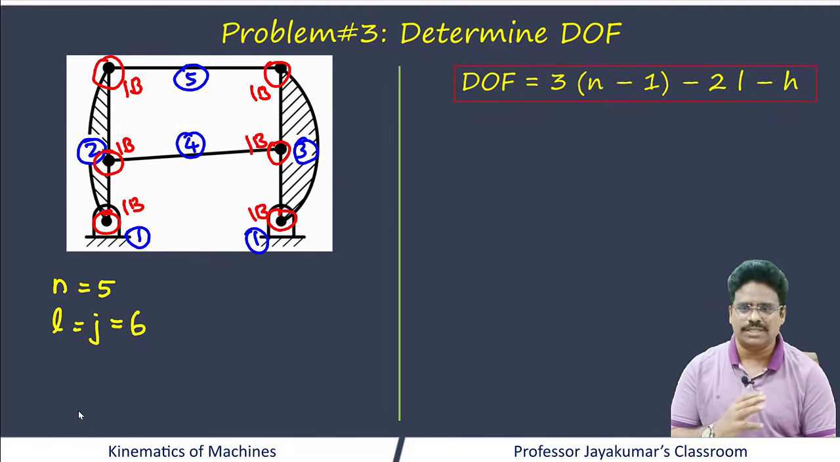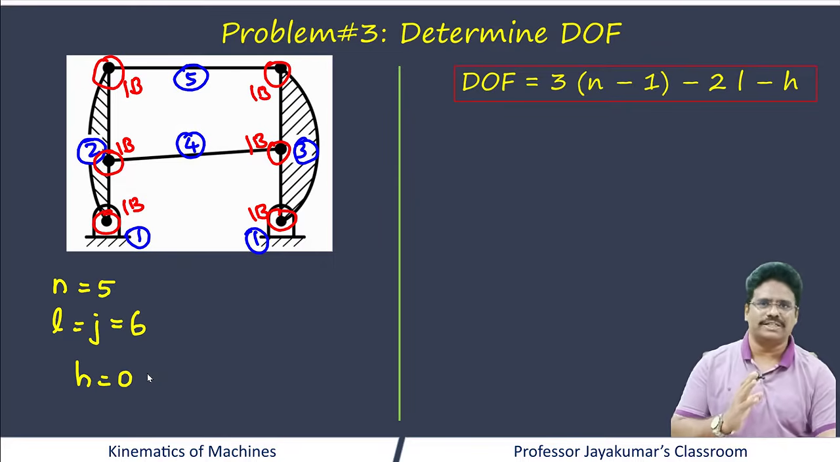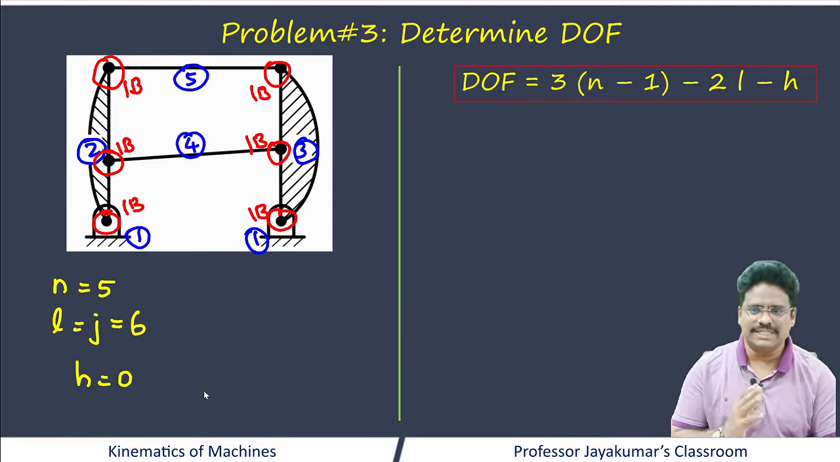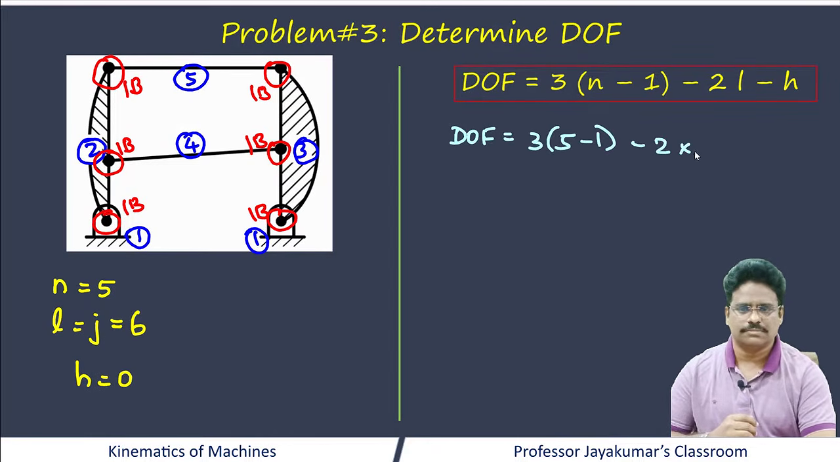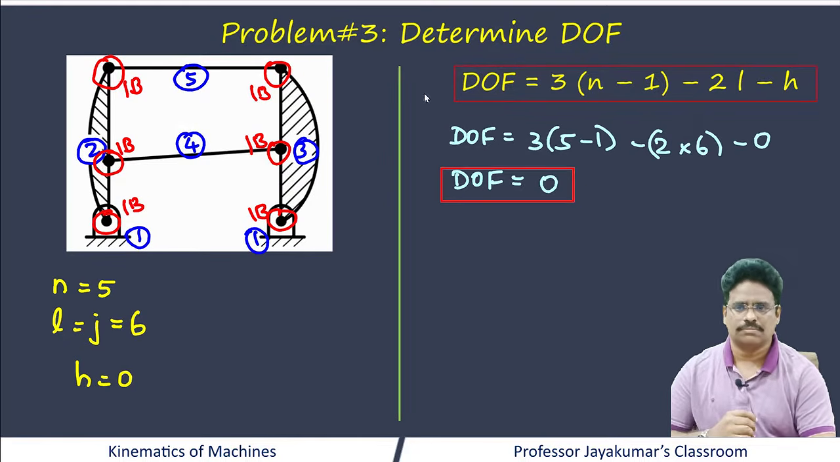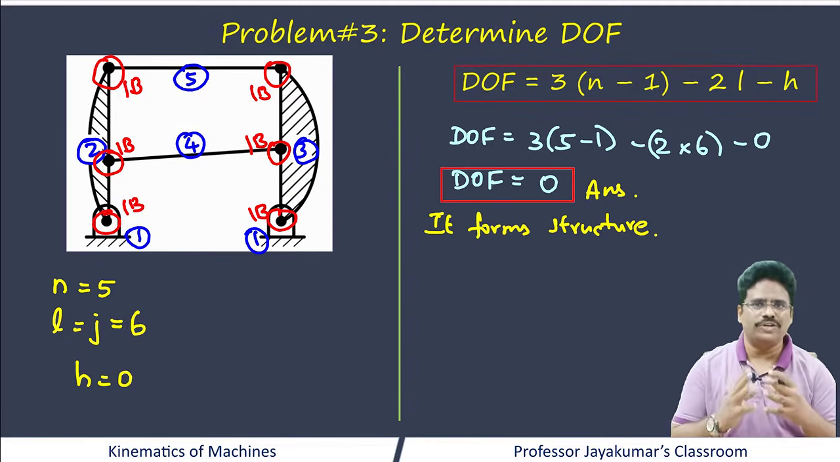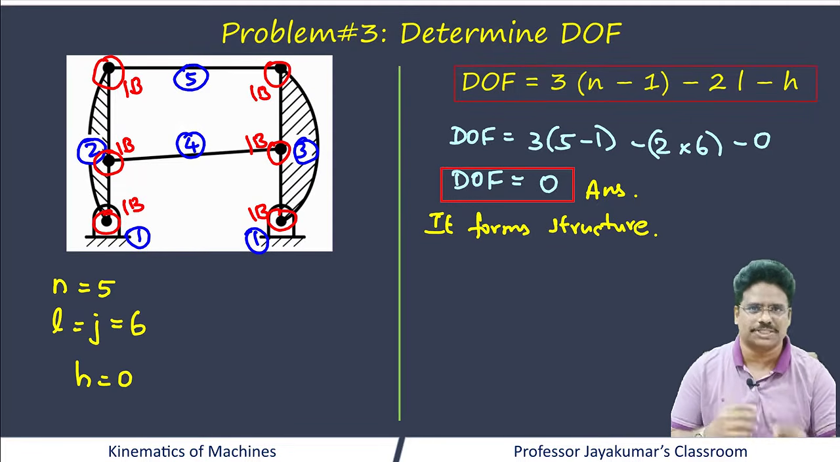Is there any higher pair? Easy. There are no higher pairs, no point contact, no line contact, and hence H is equal to 0. Substituting them in this formula, we will get the answer. So degrees of freedom equal to 0. That means this mechanism forms a structure.